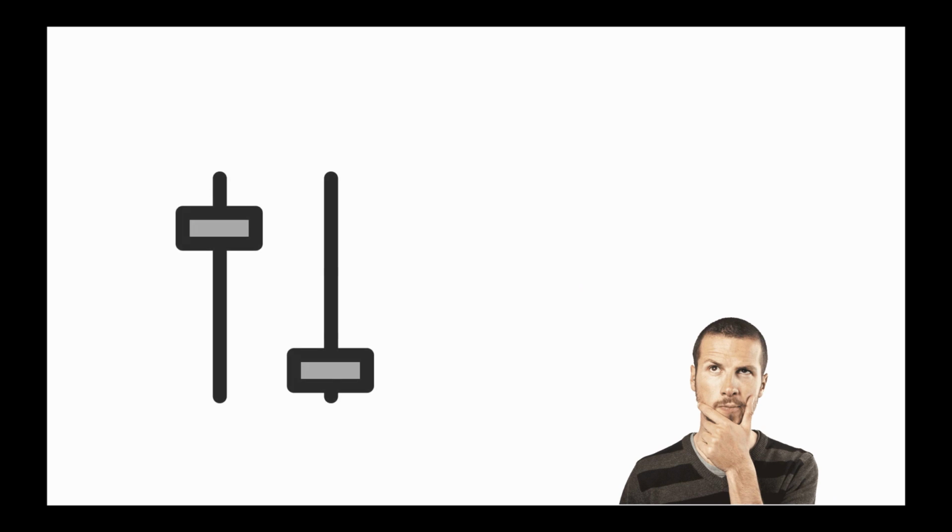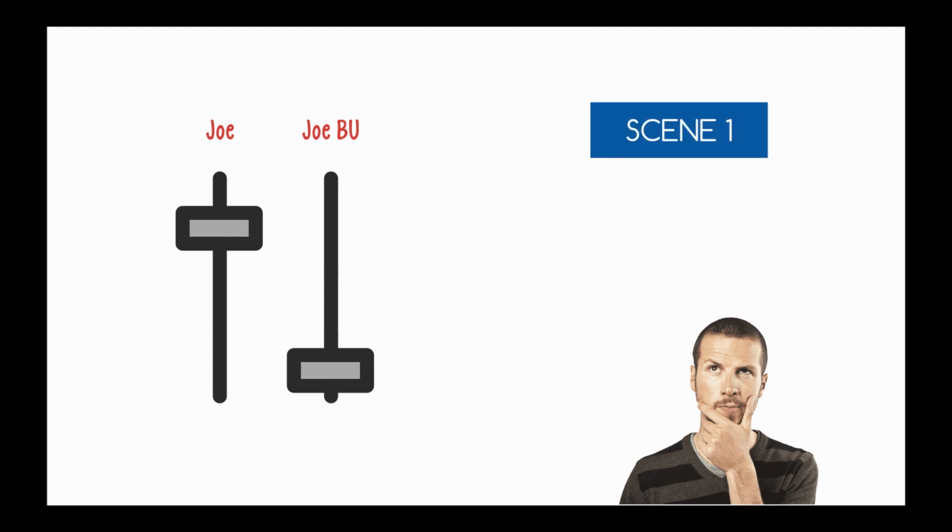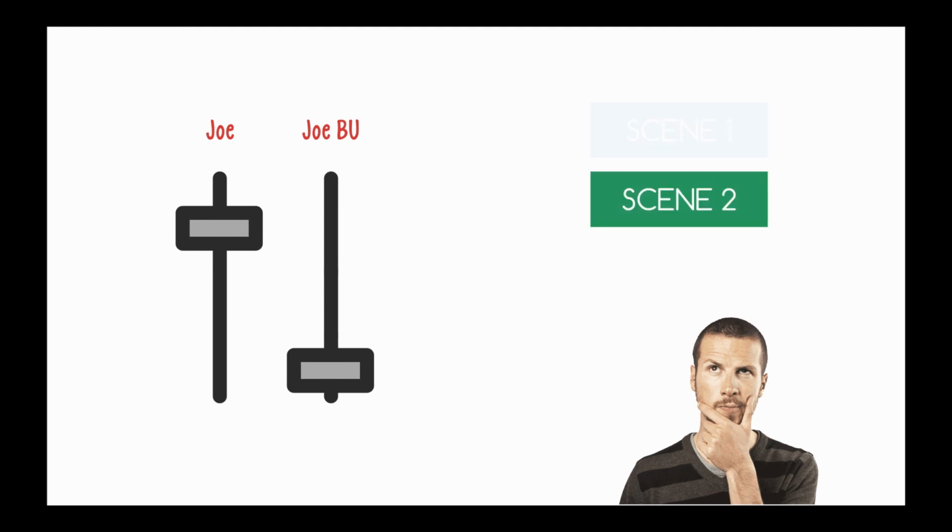Here's the problem. Take two faders, one for Joe's primary microphone, and one for his backup. In scene one on the digital mixer, Joe's primary mic is open while his backup is muted. Since Joe does not leave the stage, his microphone remains open on scene two. In other words, Joe's programming tracks nicely from scene one to two.